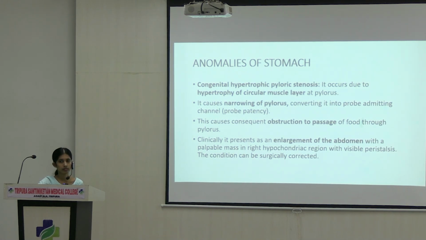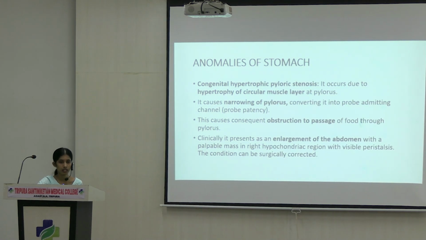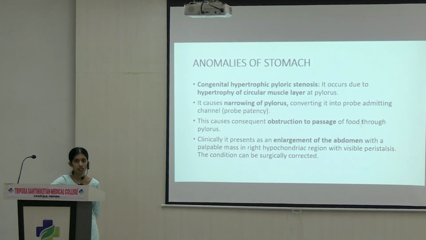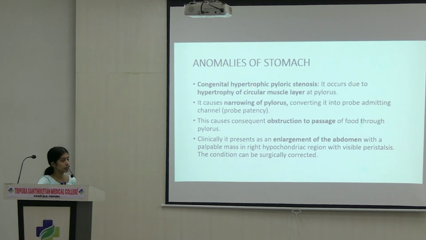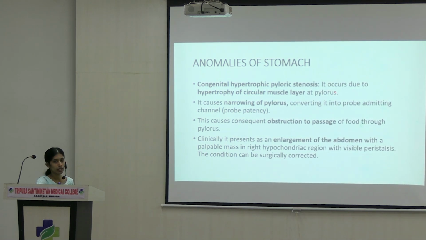Hypertrophy of the left ventricle, right ventricle. Is there anything mentioned as pulmonary stenosis? Constriction. Then hypertrophy, enlargement. It occurs due to the hypertrophy of circular muscles present at the pylorus region. It causes narrowing of the pyloric end, converting it into a probe admitting channel. This causes consequent obstruction to passage of food through the pylorus.